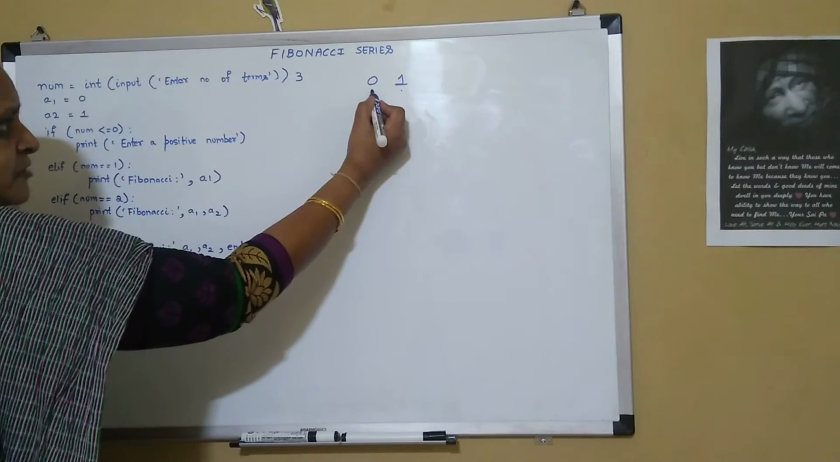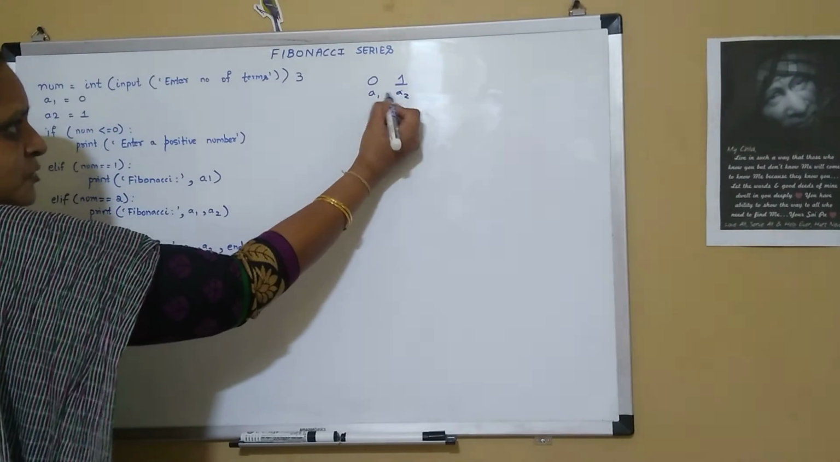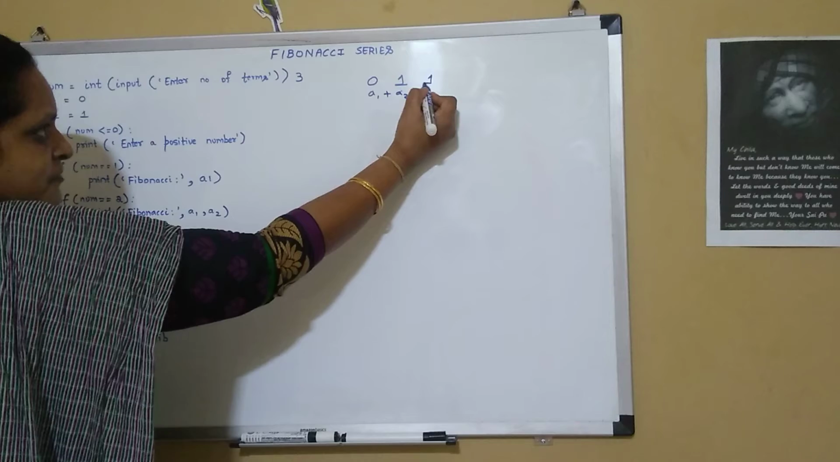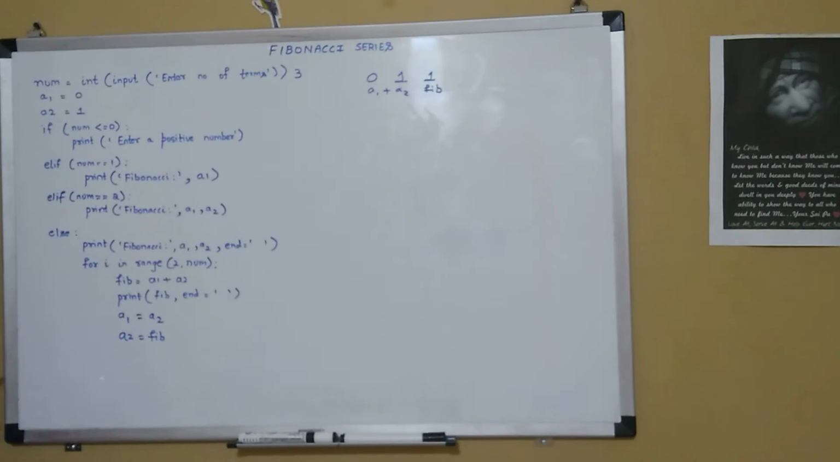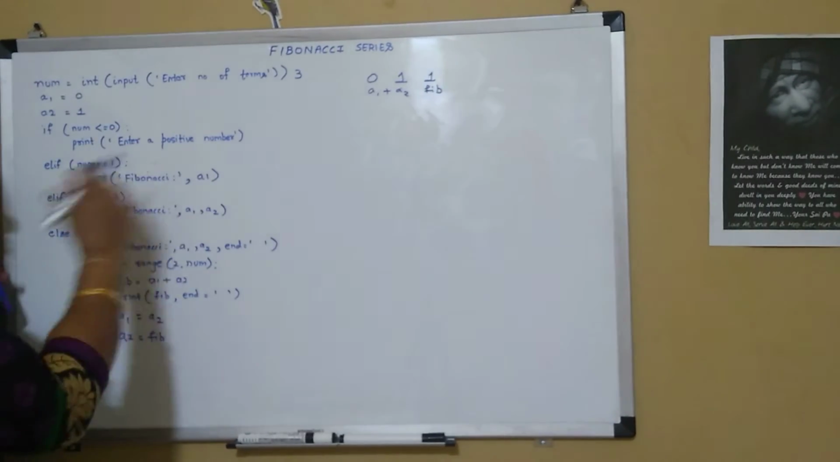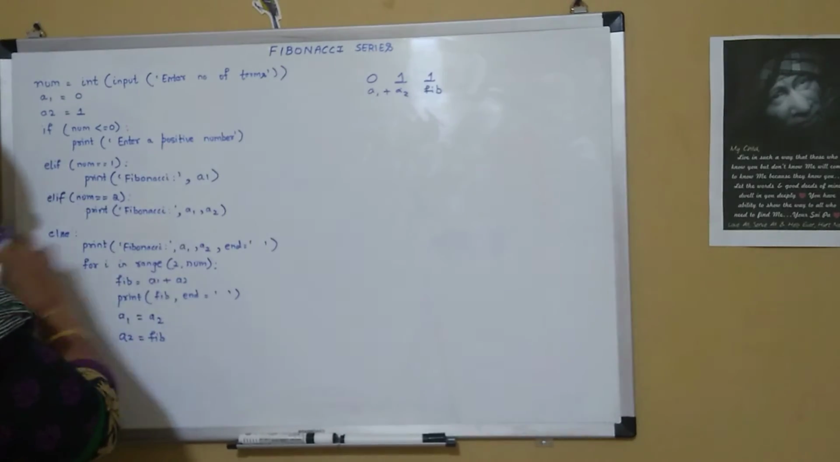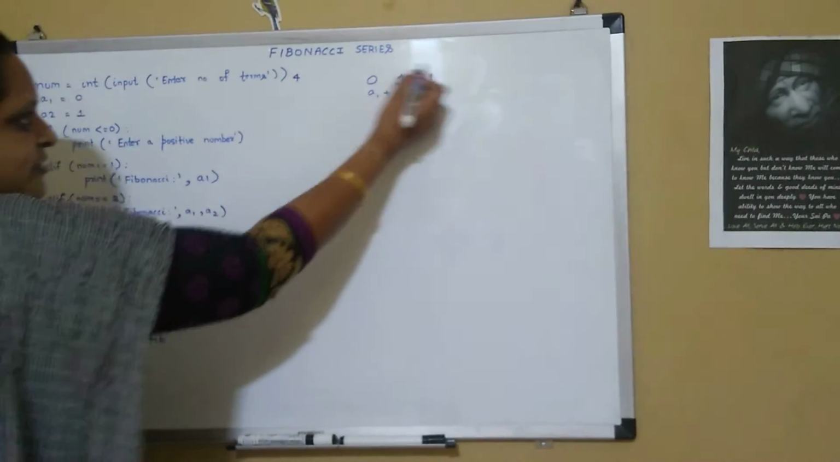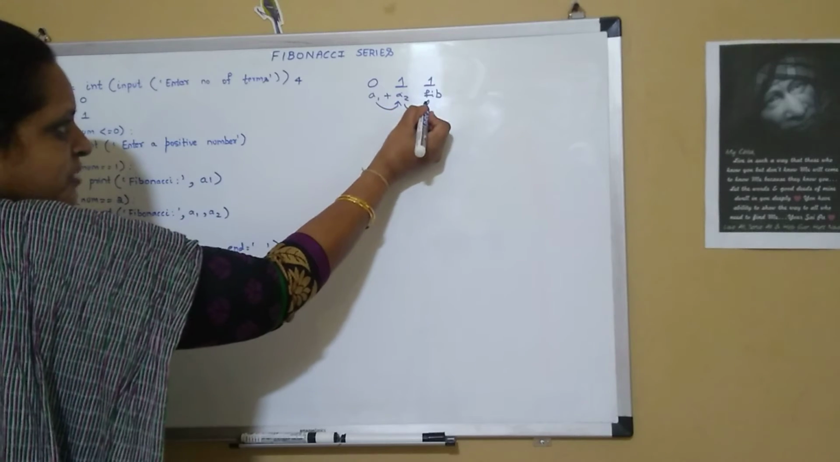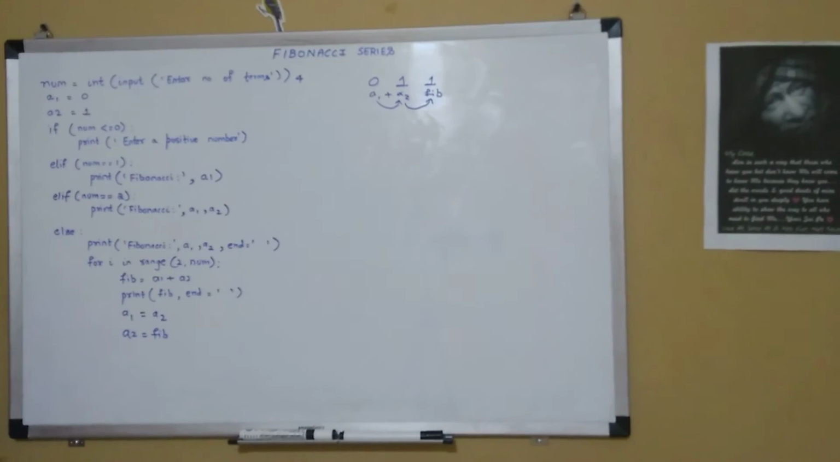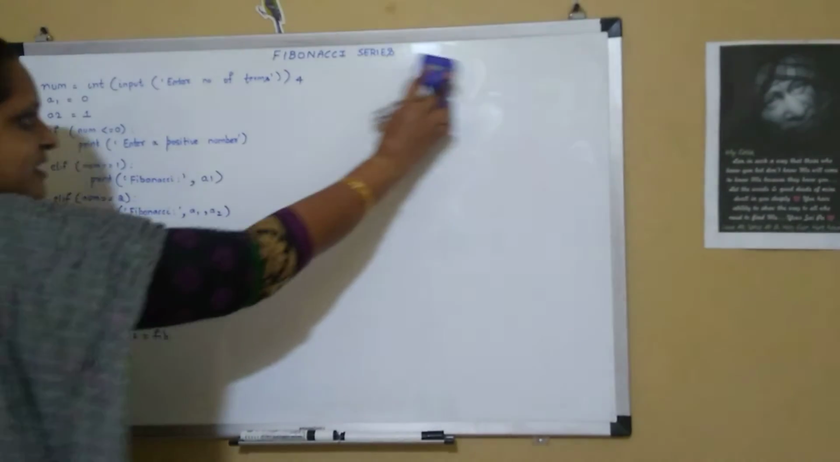So the third element will become a1 plus a2. So fib will become equal to 1. And then for the next numbers, if the user enters 4, 5, for the next numbers, a1 becomes a2 and a2 becomes fib. So the addition continues in this particular manner.